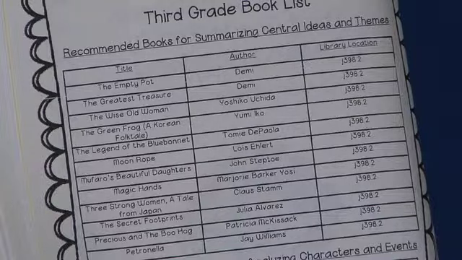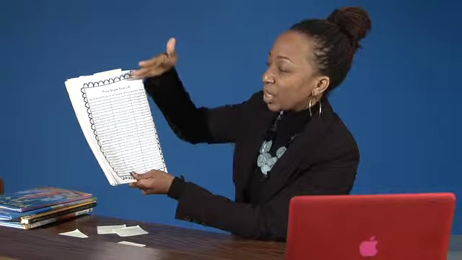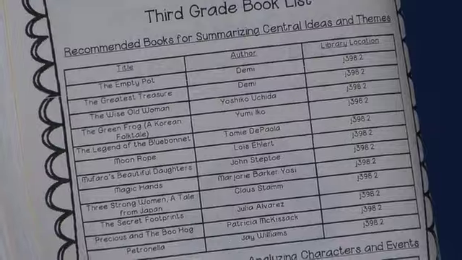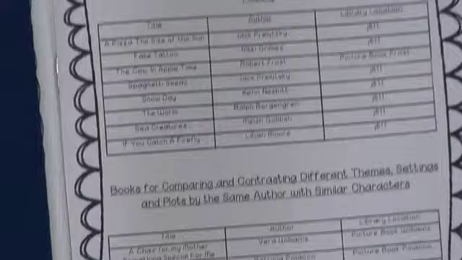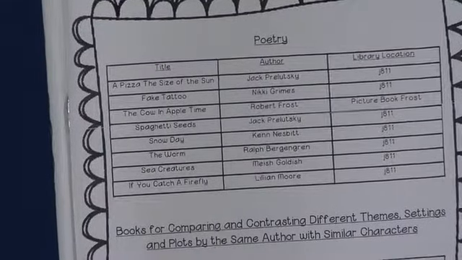Another nice feature of this notebook is what we call the 3rd grade book list. This book list has several different portions. It has the title, it has the author, and then it also has the library location as to where the book is located in the Columbus Metropolitan Library. The books are also separated by area. So for example, you have books that help students summarize. You have books that help students analyze characters and setting. You also have poetry books, and then you have books that are good for comparing and contrasting.